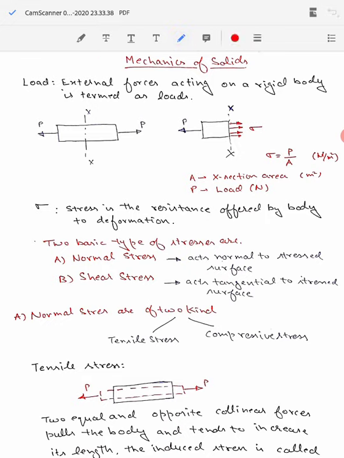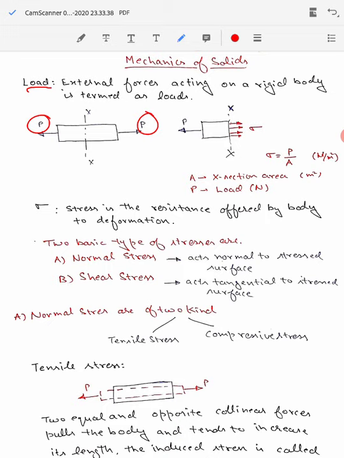These external forces which act on a rigid body are generally termed as loads. Here in this figure you can see that a component is subjected to external forces or loads of magnitude P. When a body is subjected to external load, it undergoes deformation, and the molecules of the body resist this deformation. So internal resisting forces are set up with the application of the external loads.